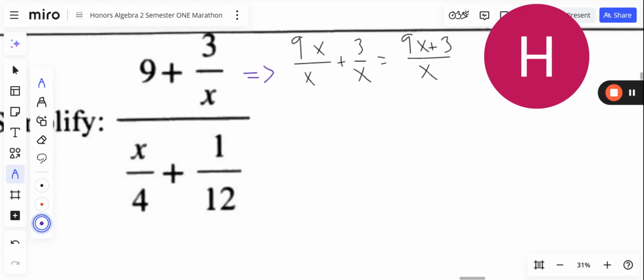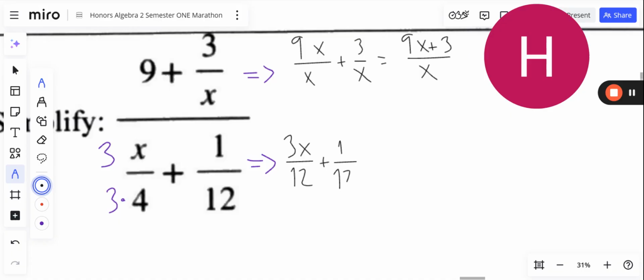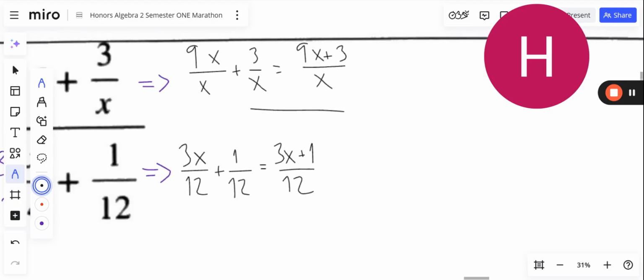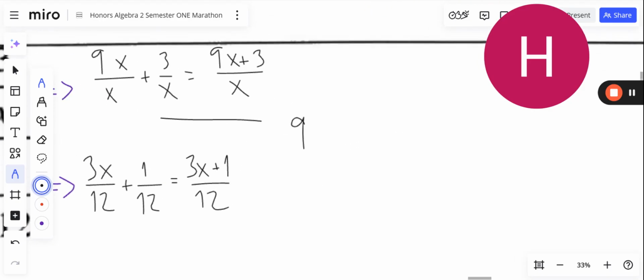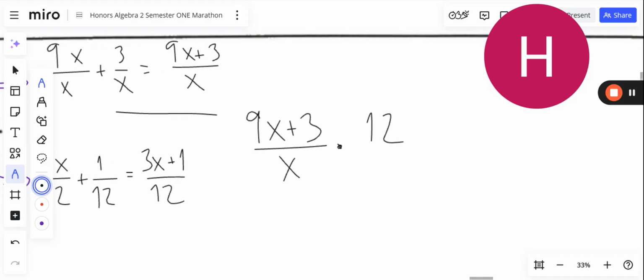And then let's simplify this one. We really just need to multiply by a 3 and multiply by a 3. So that's going to give us 3x over 12 plus 1 over 12, which is the same as 3x plus 1 over 12. And since this is a fraction divided by a fraction, how do we do that? We flip the bottom fraction and multiply. So this would be 12 over 3x plus 1.